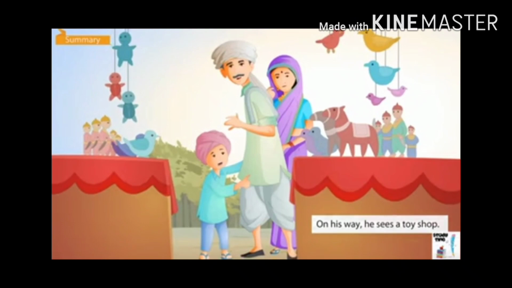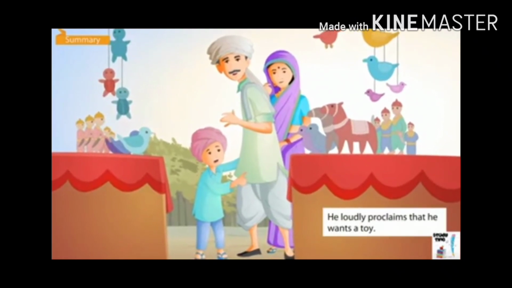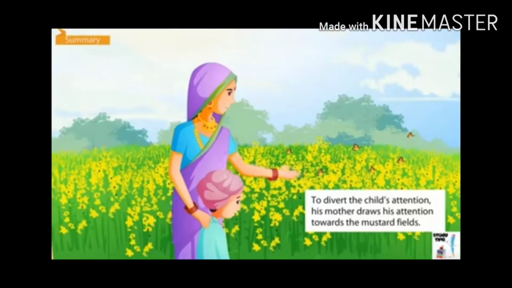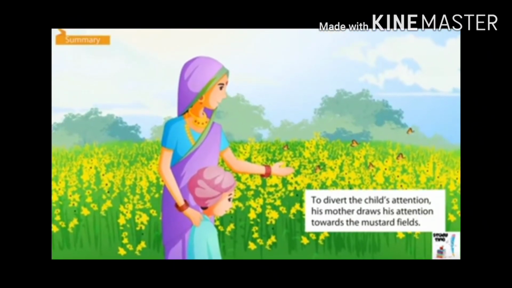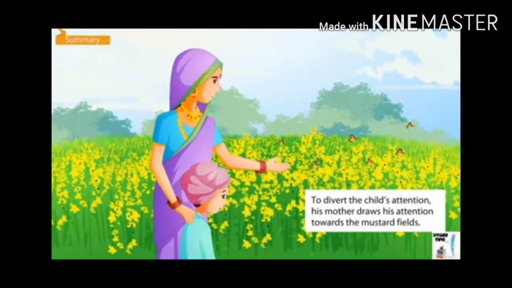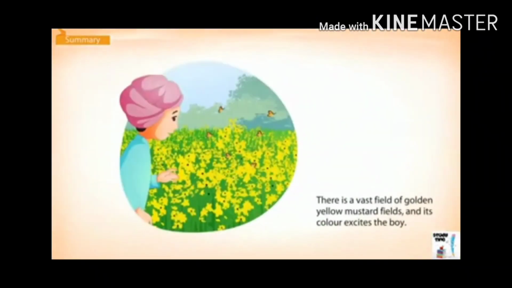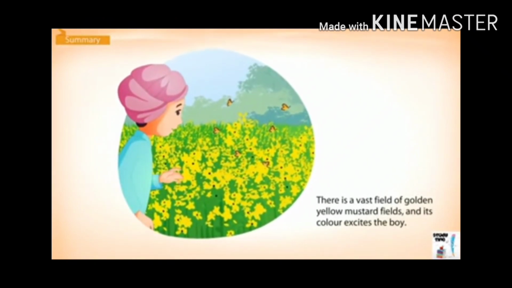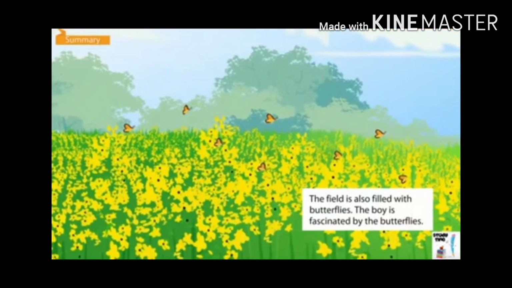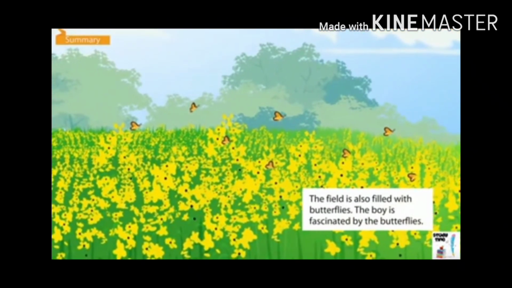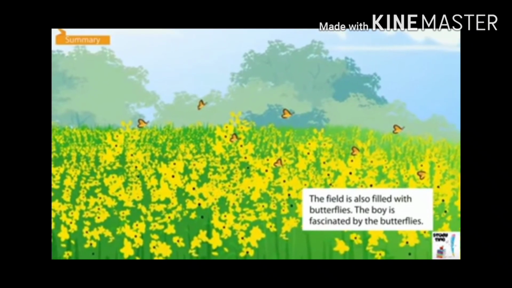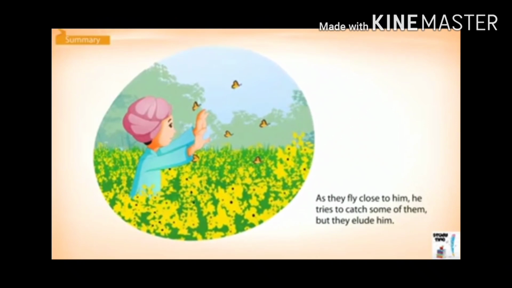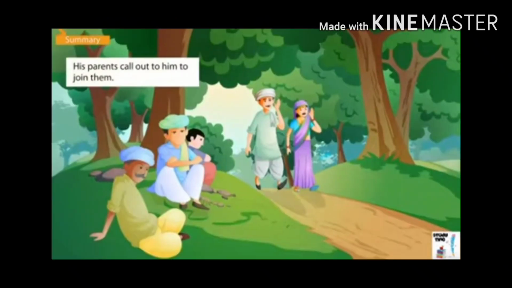On his way, he sees a toy shop. He loudly proclaims that he wants a toy. His father looks at him sternly. To divert the child's attention, his mother draws his attention towards the mustard fields. There is a vast field of golden yellow mustard, and its color excites the boy. The field is also filled with butterflies. The boy is fascinated by the butterflies. As they fly close to him, he tries to catch some of them, but they elude him.